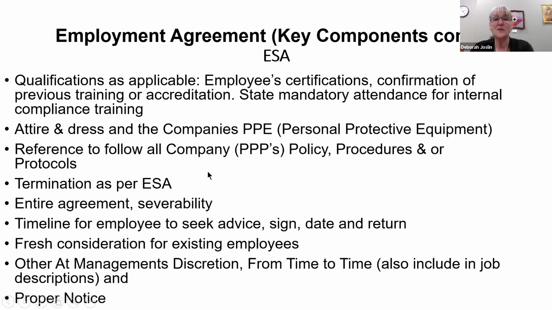Qualifications, so heading for qualifications. Outline the employee's certifications, confirmation of previous training and accreditation. So what you would ask for in the job ad, what you've outlined is required to be successfully recruited and to come on board with your company. Make sure that you note that, and that the employee is to maintain that. And then you would note if there's a fee to maintain that, or time off, or whatever is required, depending on the job and the role that they hold, that you're addressing that right up front in the employment agreement.